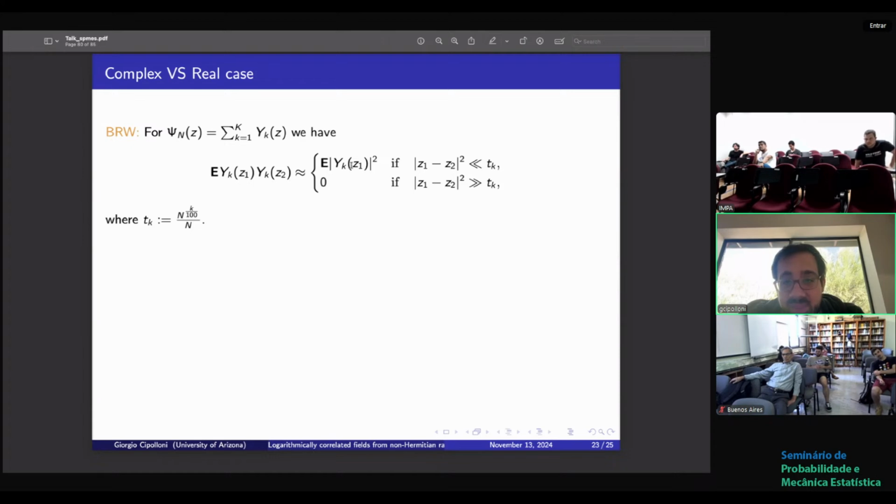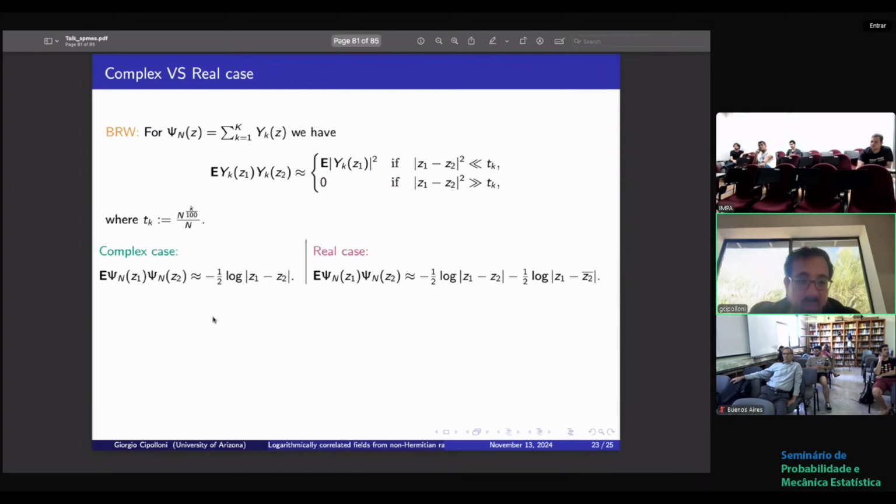So if we look at the correlation of this Y_k for different z1 and z2, and see if z1 and z2 are close to each other, where close is dictated by this time scale t_k, then they are almost asymptotically perfectly correlated, just proportion given by the variance. On the other hand, if z1 and z2 are far from each other, then they're asymptotically independent. So this is exactly the branching structure that we have seen in the very beginning of the talk for branching Brownian motion, and they are all asymptotically after we have this representation.